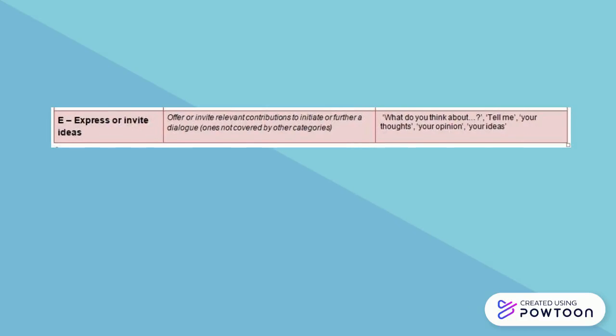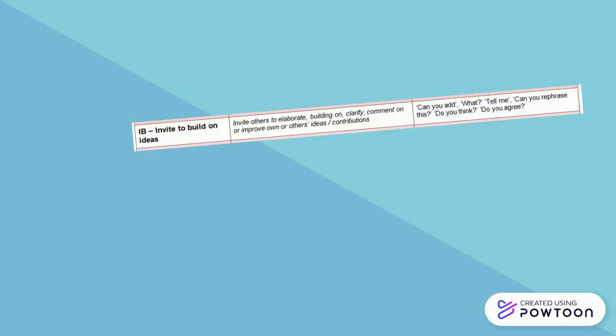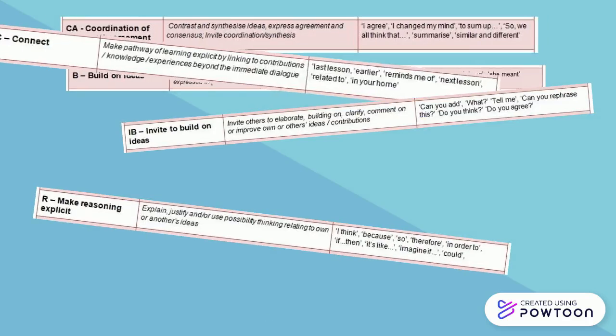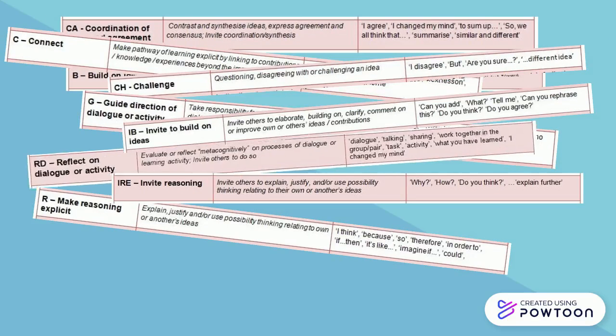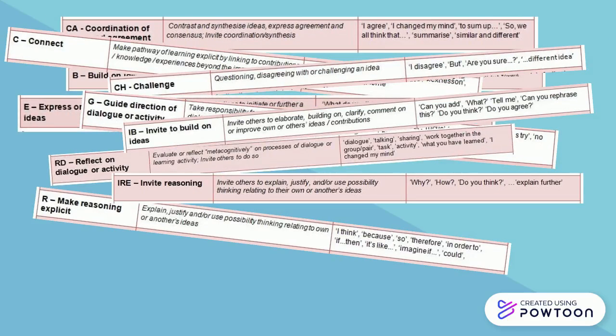E, Express Ideas, is a catch-all category which is designed to cover instances of dialogue which are not covered by other categories. Okay, so you've just been introduced to lots of different codes, but for your classroom inquiry, it's best to focus on just one or two.